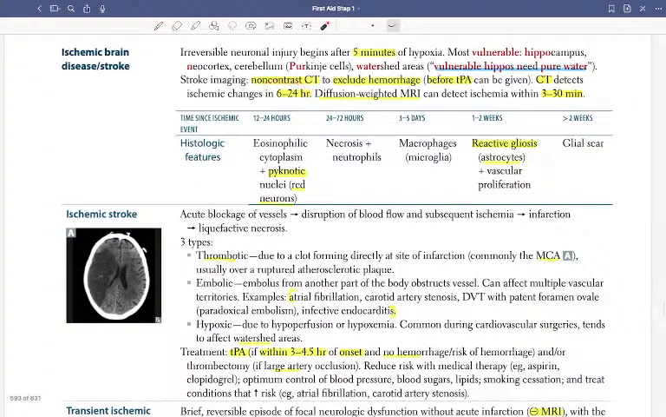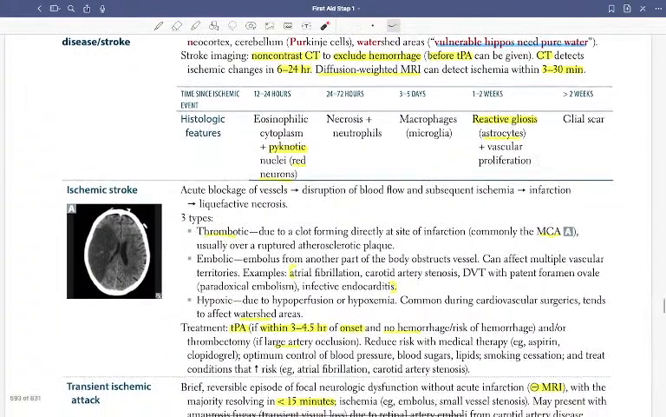Diffusion MRI can detect stroke within 3 to 30 minutes, but obviously it is not routinely done. But that is the best investigation to detect stroke. Within 3 to 30 minutes it can detect stroke. So actually DWI is the best investigation. So that is done.